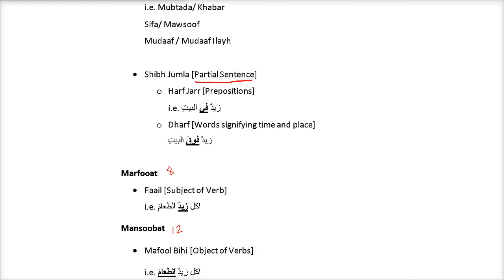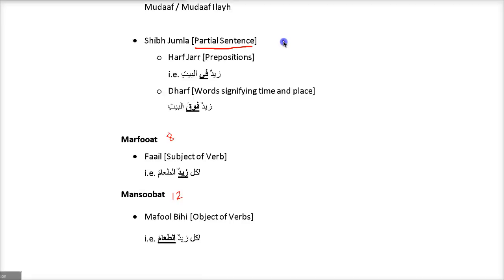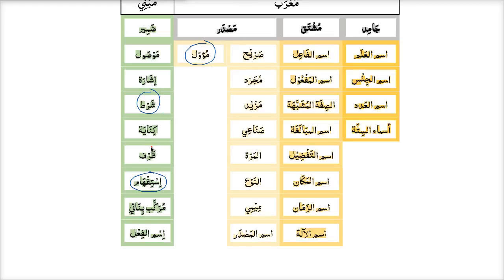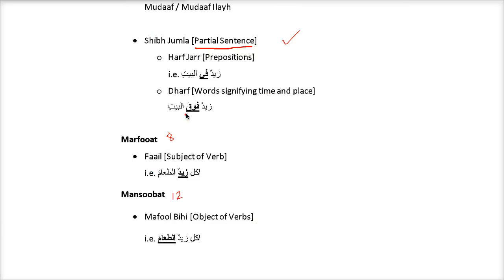Okay, next, partial sentences. Now, partial sentences simply mean a sentence which has a harf jar or dharf in it. Remember in the list of types of words, the dharf. A sentence that has a dharf in there can be what we call a partial sentence. So fawqa al-bayt is a partial sentence, and fil bayt is a partial sentence. The reason they call it a partial sentence is because it's not really complete. It needs something else to become complete.